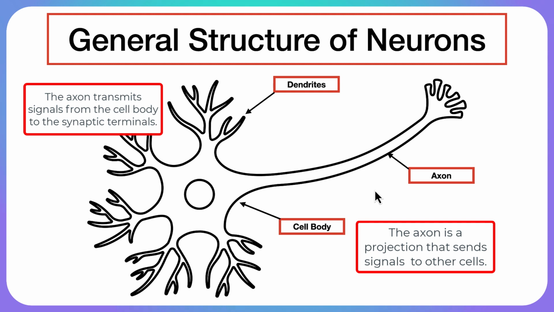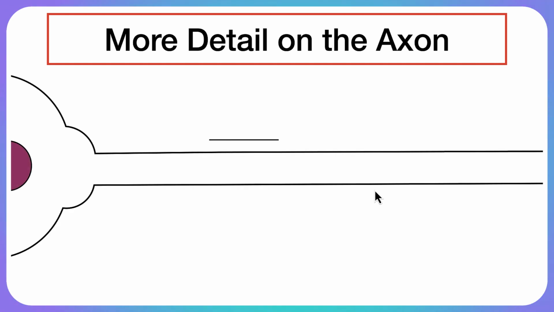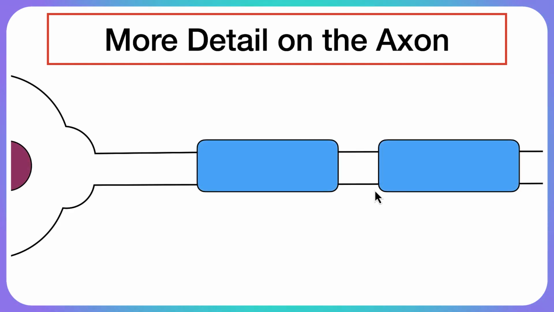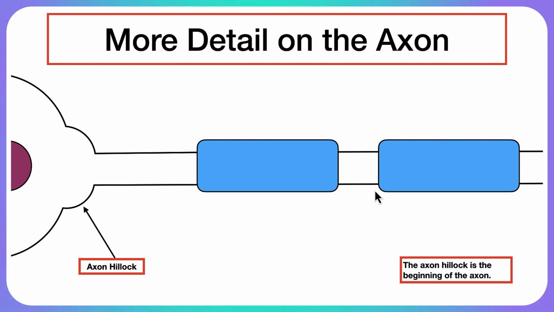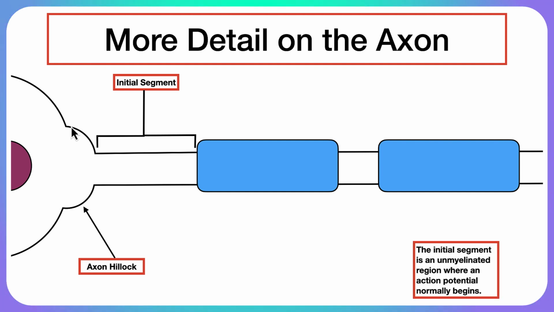So let's take a look at the structure of the axon more closely. If you were to look at an axon or a picture of an axon, which we have right here, we can find many different parts. So the first part is the axon hillock. The axon hillock is the beginning of the axon, and we see it's this bulge that comes off of the soma or cell body of the neuron. The next part of the axon is going to be the initial segment. So the initial segment is an unmyelinated region of the axon where an action potential is going to begin.